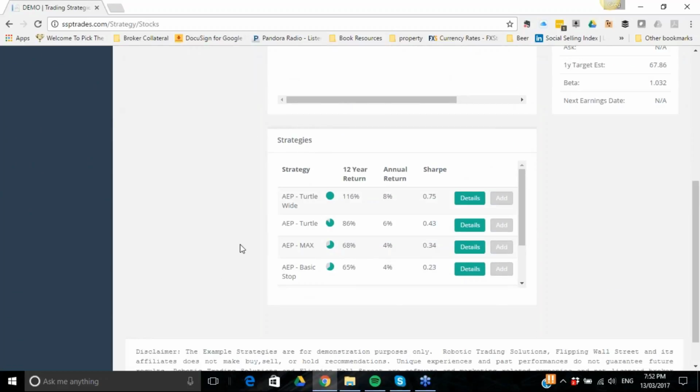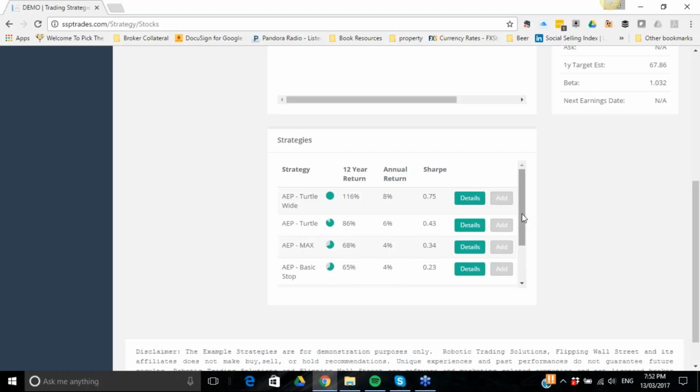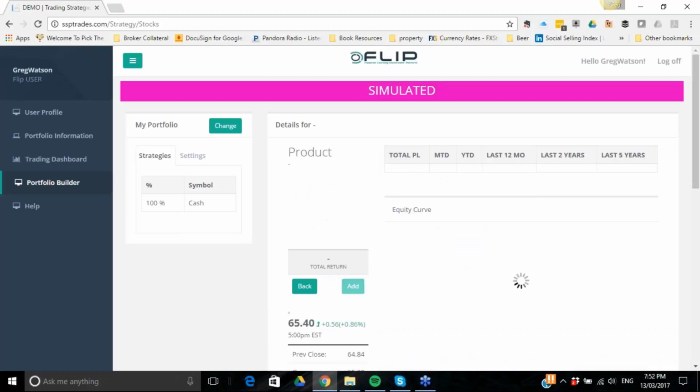There's a whole bunch of strategies here called Turtle Wide, Turtle Max, Basic Stop, Mesa, and First Profit. So there's 2, 4, 6 strategies there. You'll find on some other stocks that there can be as many as 8 or 10 strategies. So I'm just going to click on the Turtle Wide one, Details.